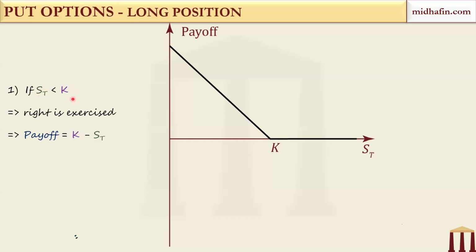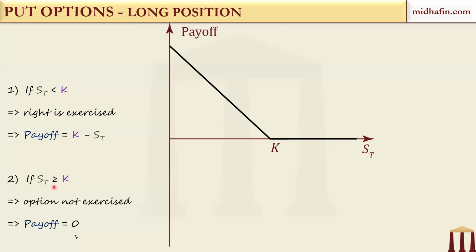If the market price itself is higher, you can sell at the market price only. Why will you sell at a lower price at K? So that's why if ST is less than K, you will sell in this zone. When ST is less than K, you will exercise the right. Payoff will be equal to K minus ST.